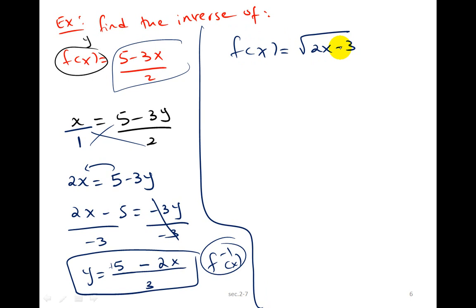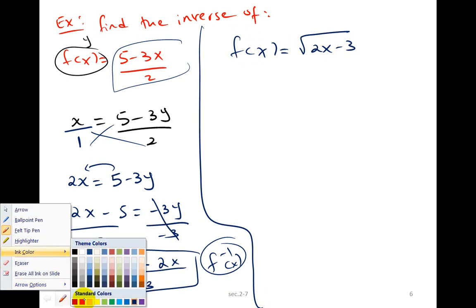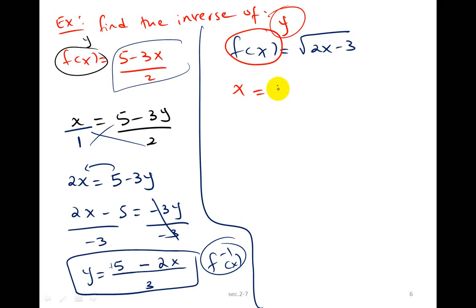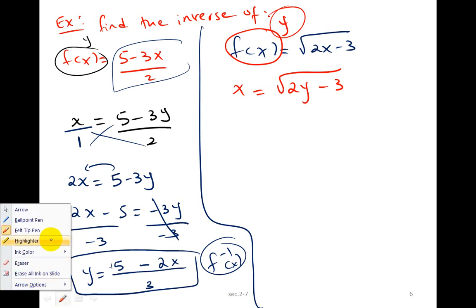f of x equals root of 2x minus 3. You have to do the same thing. Change every x to y and every y to x. This f of x will be changed to y first. So instead of this y, I will write an x here, and under the root we'll write 2y minus 3. So here I changed every x to y and every y to x.